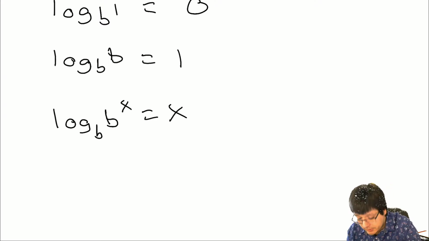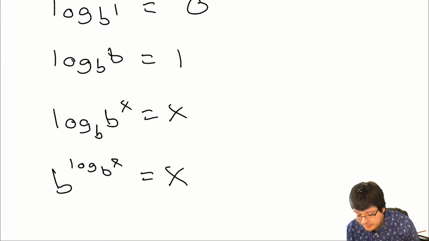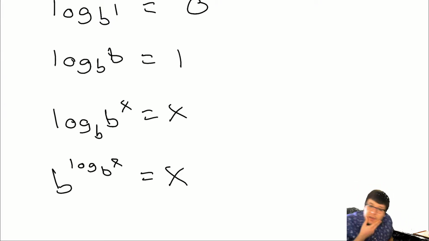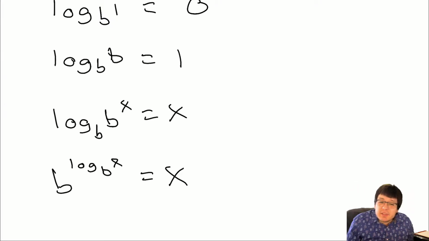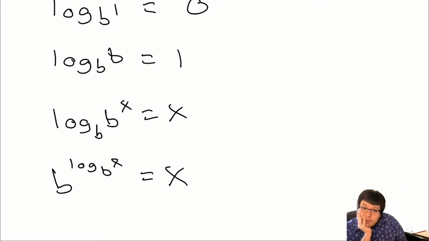This one I don't actually remember why it works, but I'm going to write it down for a second. log_b x is equal to x. So that one I have to actually think about for a second. This one says b to the power of log_b x is just equal to x. I don't remember why that is true. I'm trying to think how that works.